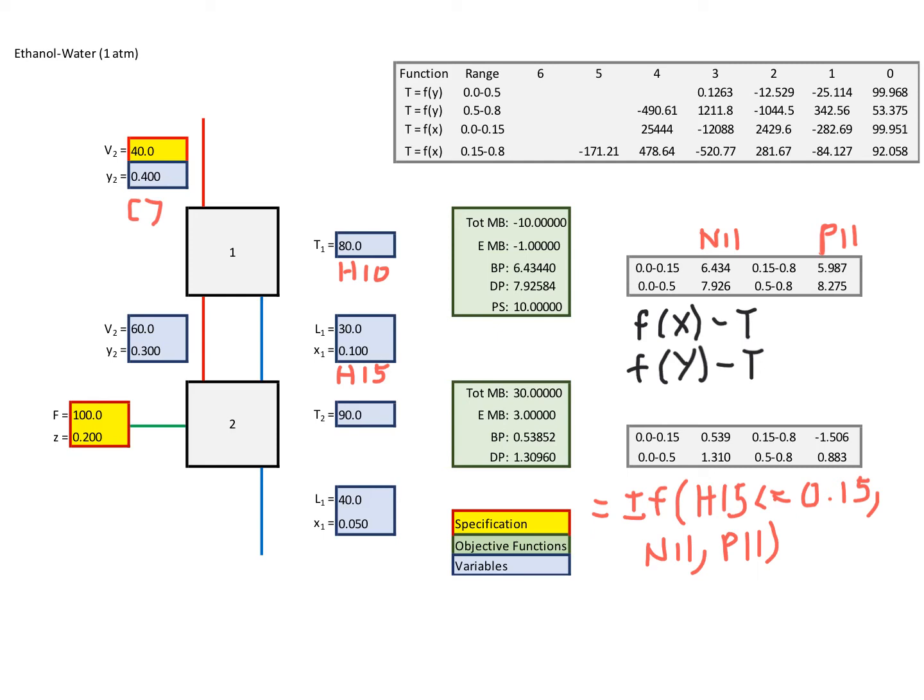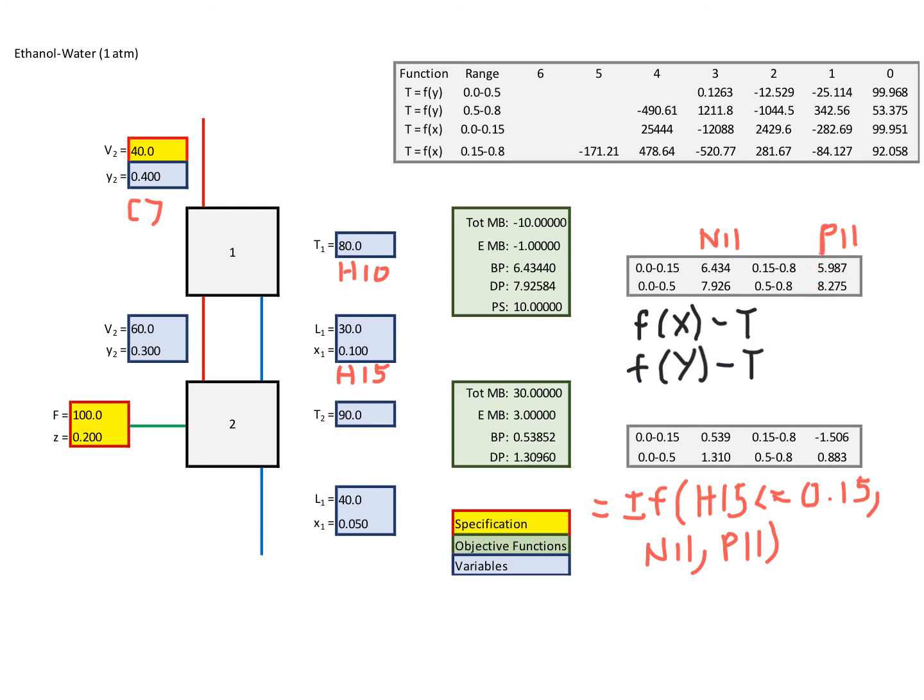So, again, if the value in H15, which is the x value, that's an equilibrium value coming out of stage 1, if that is less than this value, 0.15, then use this equation, which would be this one right here, and that's the value here calculated. If not, if it's greater than 0.15, then use this value.